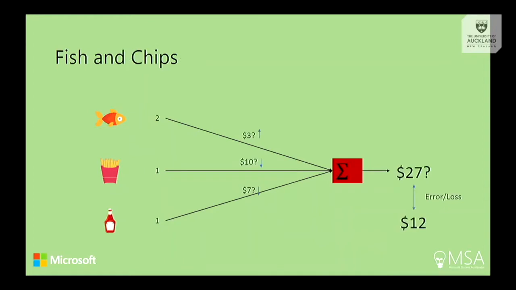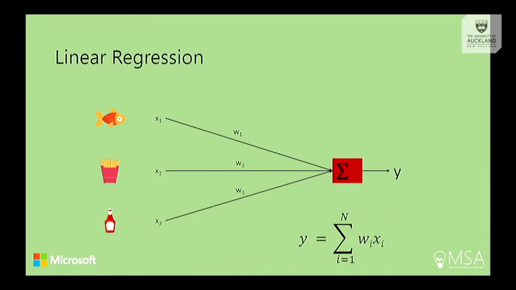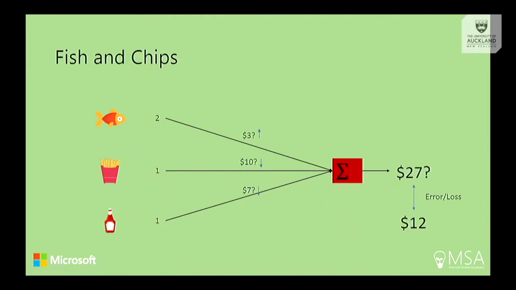Okay, and then with neural nets, the goal of the neural net is basically to find the w's given the x's and the y's, the outputs and the inputs. So these w's are the numbers you will change in order to create this function. So you start with initial guesses about what these numbers could be. Maybe initially I thought a fish was $3, a chip was $10, and a sauce was $7. Then if I calculate it based on the formula, it'll be $27.